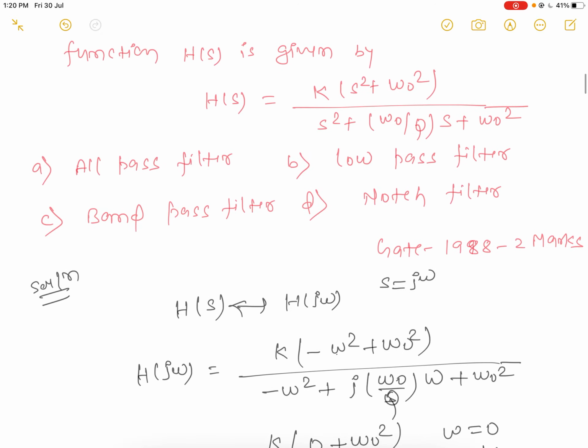All pass is not possible because every frequency is not passing. Low pass is also not, because here the low frequency passes as well as the high frequency. Band pass is not, because it is not a particular band of frequency that is passing. Here everything is passing, only a particular point is not passing. That's why notch filter. Okay.